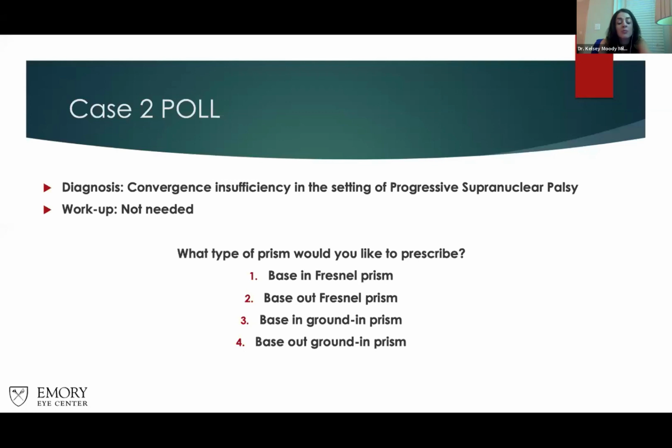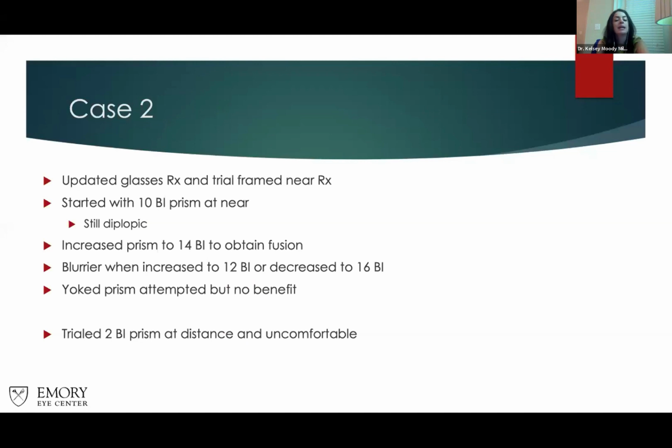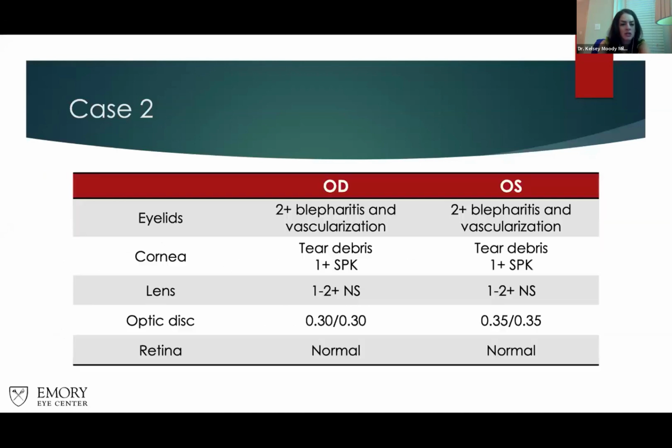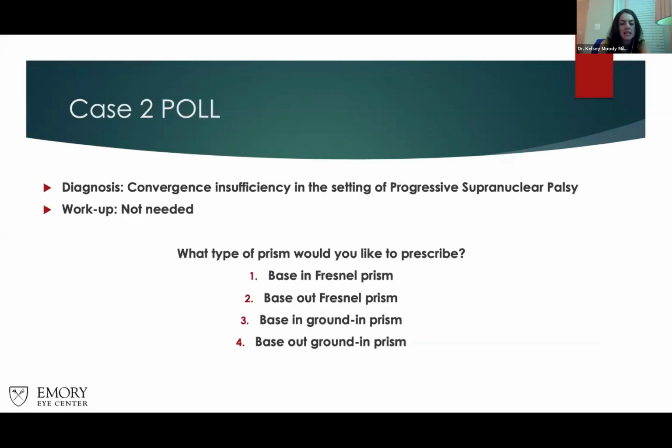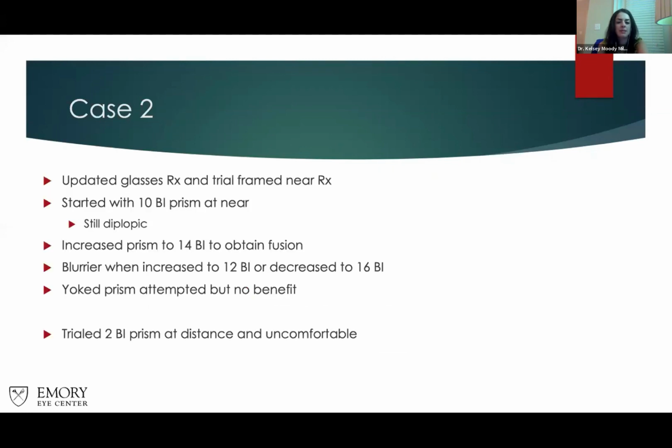So actually, because we know what caused his deviation, we know he has progressive supranuclear palsy, I gave him base in, so direction was correct, ground in prism. So I updated his glasses prescription and I trial framed his near prescription because that's where he was symptomatic and where he had diplopia. He measured, just to remind myself, 18 exotropia. I started with 10 base in at near. He was still diplopic. That's very common in patients who have neurodegenerative disease.